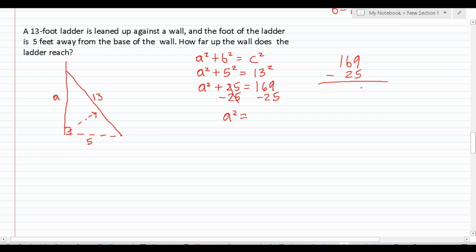9 minus 5 is 4. 6 minus 2 is 4. 1 minus nothing is just 1. So we can see a squared is going to be 144. Let's take the square root of both sides to get rid of this square here. We can see we're left with a equals the square root of 144, which is just 12. So in other words, this ladder reaches 12 feet up the wall.